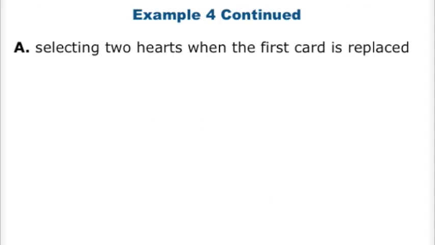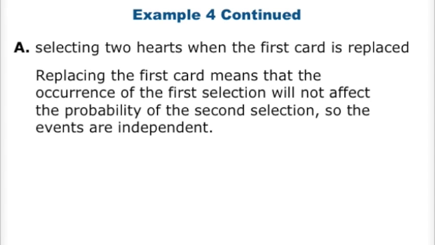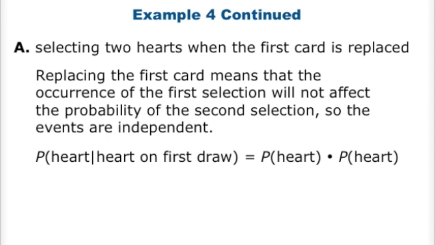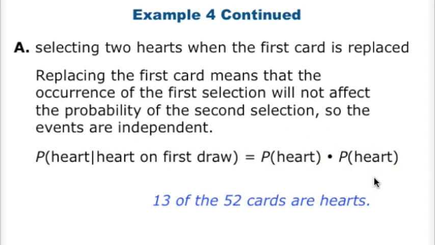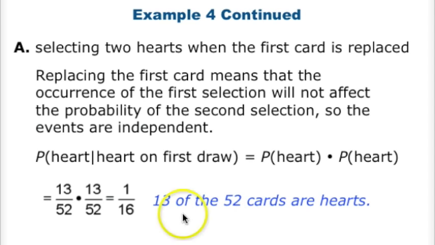Find the probability. What is the probability of selecting 2 hearts when the first card is replaced? Replacing the first card means that the occurrence of the first selection will not affect the probability of the second selection. So the events are independent. The probability of heart, given that you have a heart on the first draw, is just the probability of heart times the probability of heart. And there are 13 hearts. 13 of the 52 cards are hearts. So 13 out of 52 times 13 out of 52 gives us 1/16.